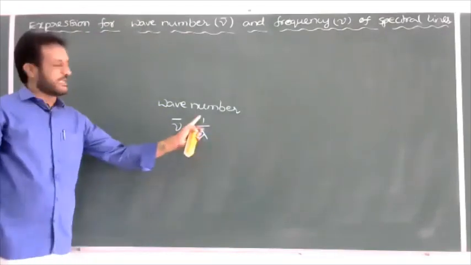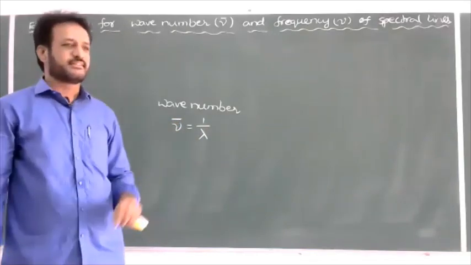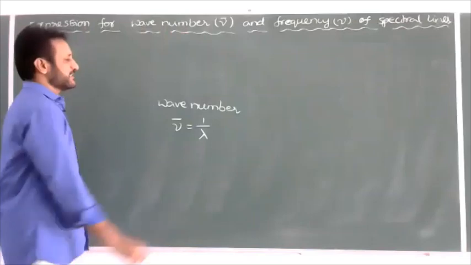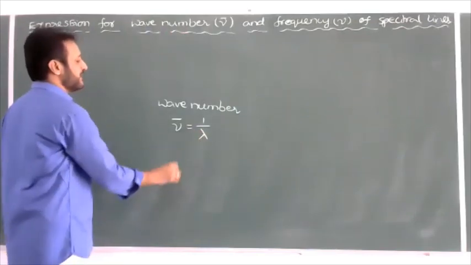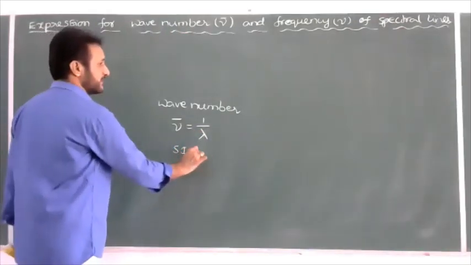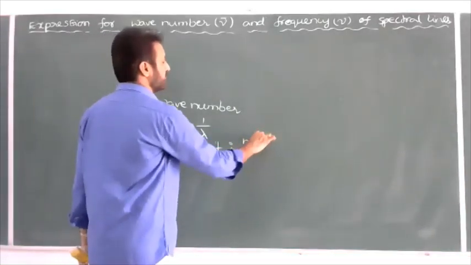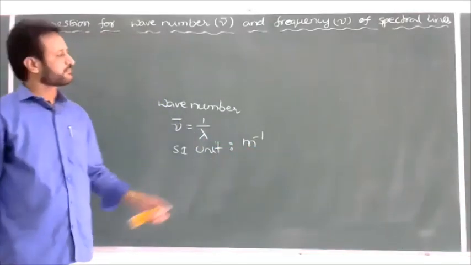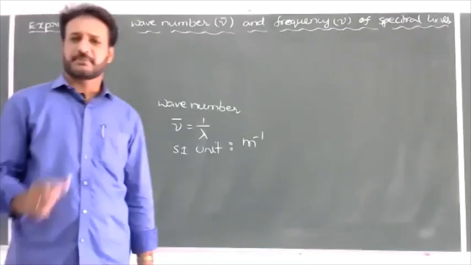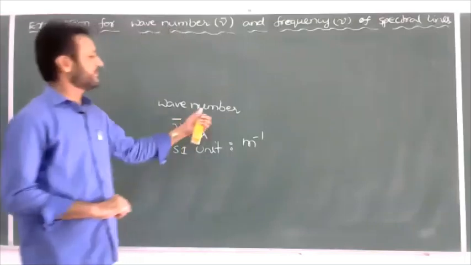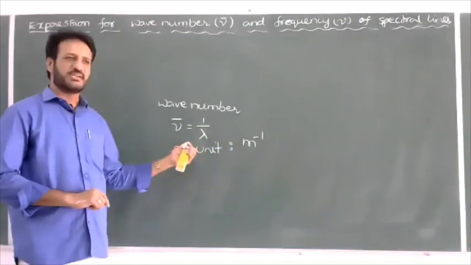If you write the unit of lambda, the SI unit is meter, so 1 by lambda means meter inverse. So the SI unit of wave number is per meter, or meter inverse. The number of spectral lines per unit length is called wave number, or we can write the reciprocal of the wavelength of the spectral line is also called wave number.